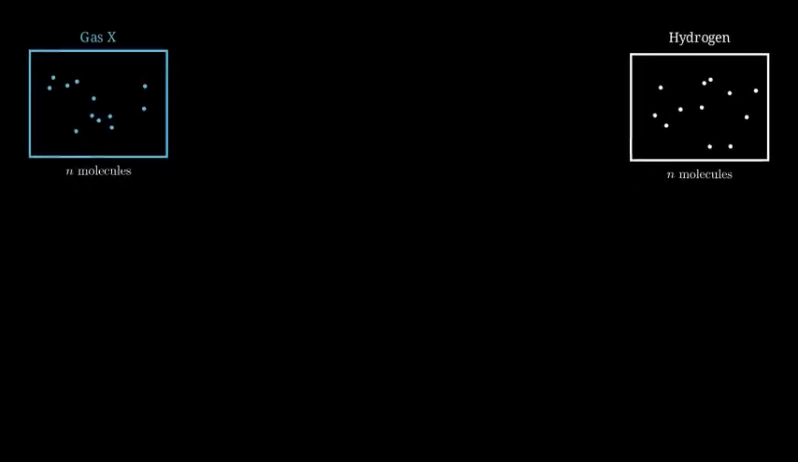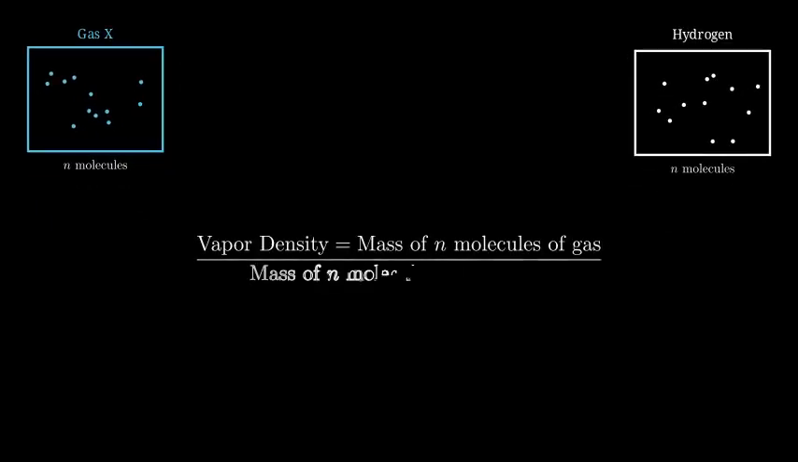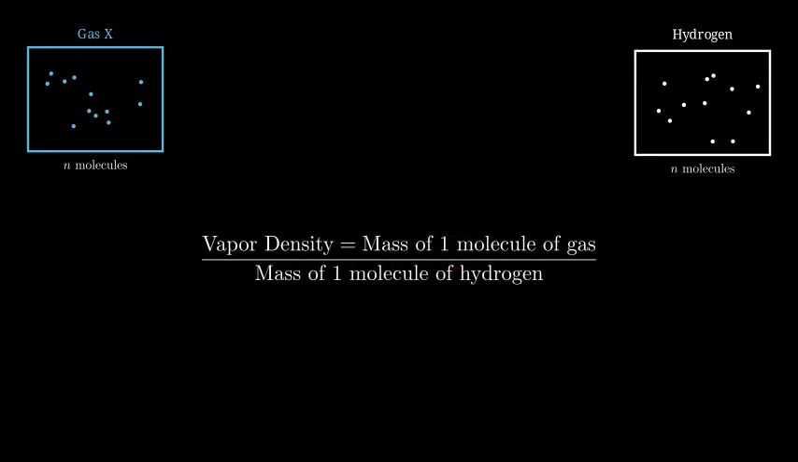Because we know there are N molecules in each container, we can rewrite our ratio. Instead of talking about the mass of a whole volume, we can say vapor density is the mass of N molecules of our gas divided by the mass of N molecules of hydrogen. Now let's simplify. If the ratio holds for N molecules, it must hold for just one single molecule. Notice how the N cancels out, leaving us with a much more intimate look at the substance: the mass of one molecule of the gas divided by the mass of one molecule of hydrogen.